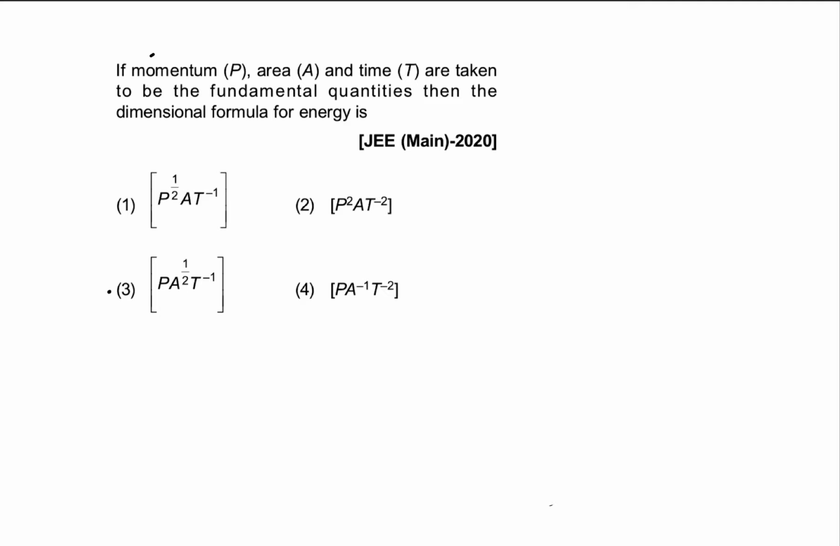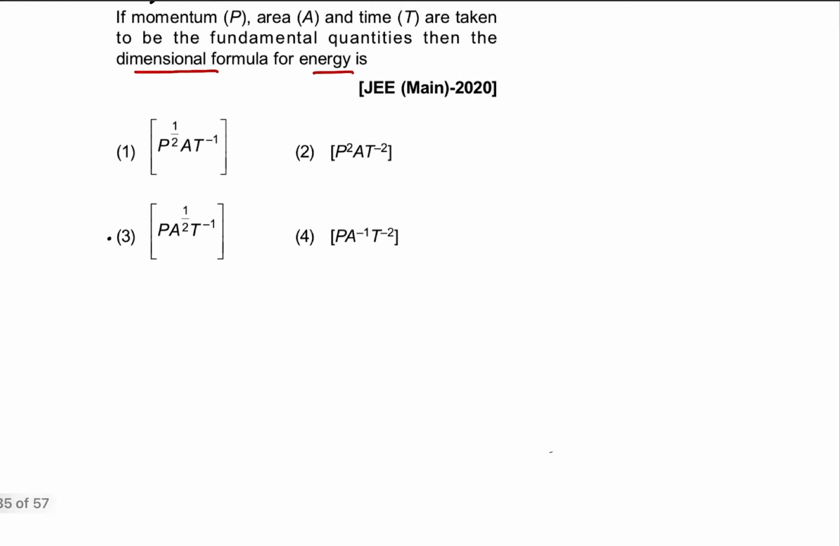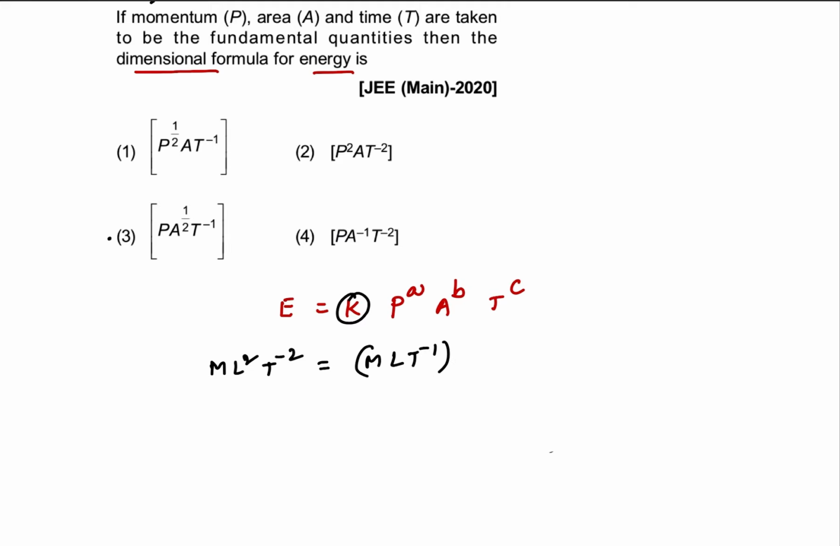Next one, you can observe that momentum P, area A, time T are taken to be the fundamental quantities. Then the dimensional formula for the energy is, you can see here again, energy E is equal to some constant K, momentum power a, area power b, time power c. You can write the relation. What is the dimension of E? Now I am not writing all the terms here. We can write directly M L square T power minus 2. K is dimensionless.